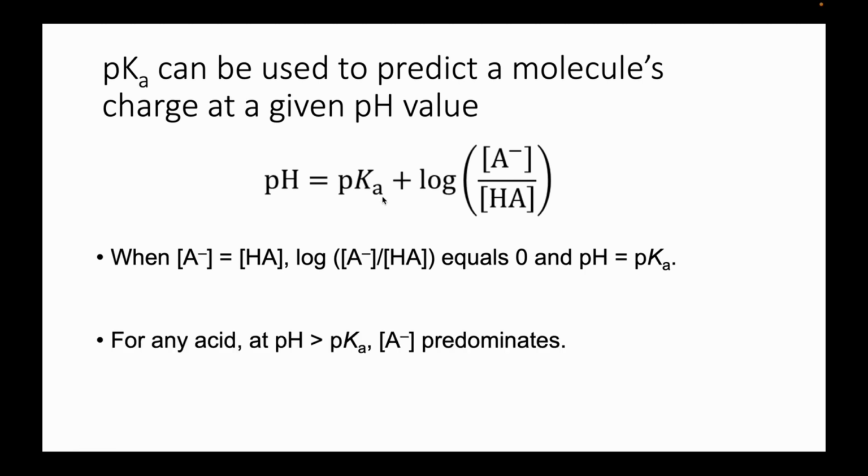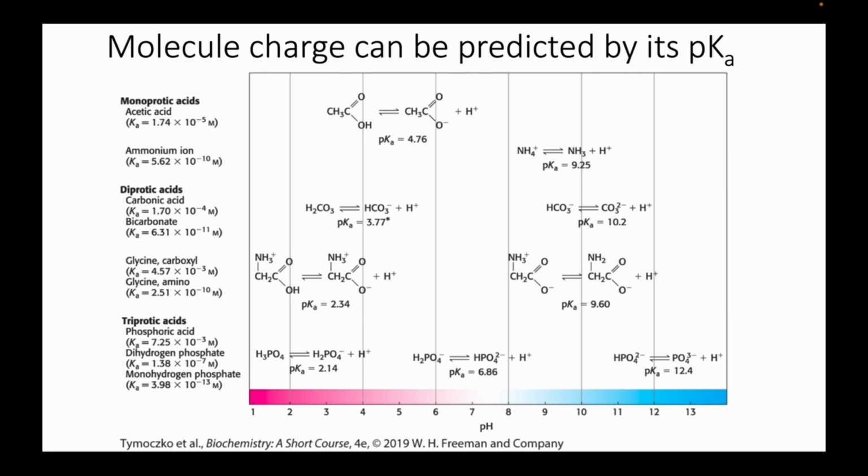Okay, so for any acid, if the pH is greater than the pKa, then that ionized base form is going to predominate. And conversely, if the pH is less than the pKa, then that acid form predominates. Think about that for a second. Prove it to yourself. You can plug some numbers in, do some quick calculations, and you will find that this is correct. So how can we use that?